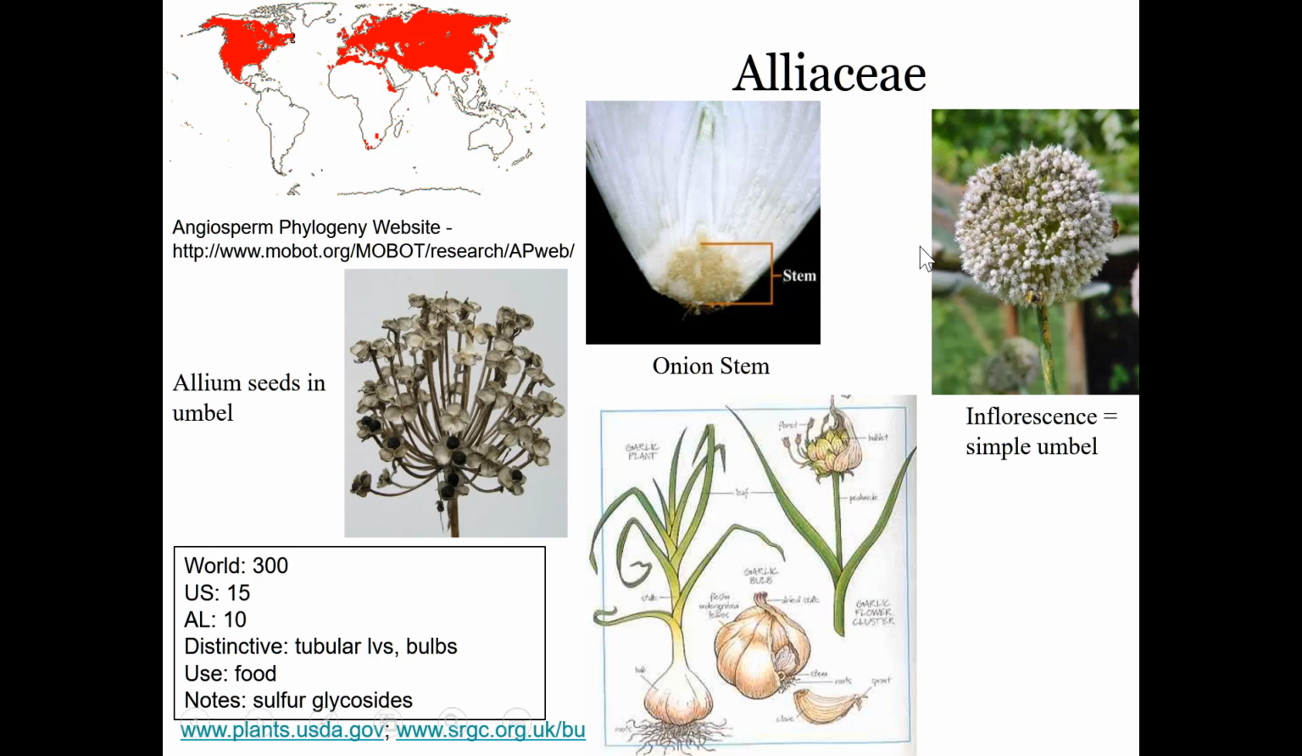And remember that when we talked about bulbs, that these are storage organs with reduced leaves, fleshy leaves that surround a very, very small reduced stem. So garlic is in this family, onions are in this family, lots of useful food plants, even though it's not a super abundant group. One of the noteworthy features of the Alliaceae are these sulfur glycosides.